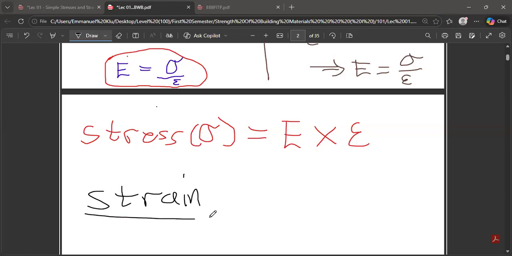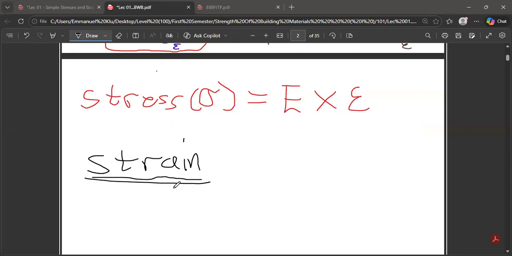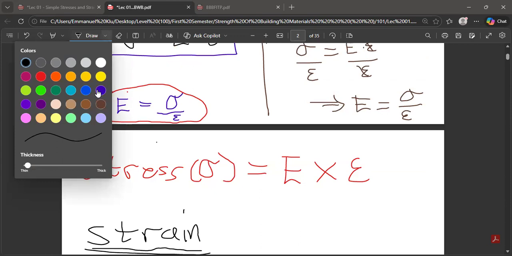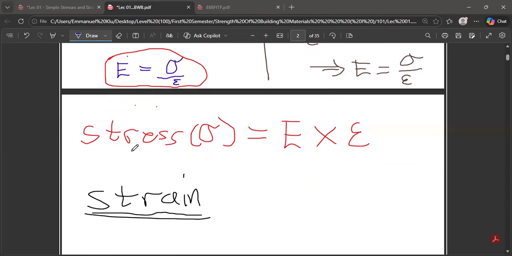Let's say from here we want strain. What do you think is going to be the formula for strain? All right, please tell us. Yeah, please. The strain will be stress over modulus of elasticity. You said strain is going to be stress over modulus of elasticity. Yeah, is what you said.